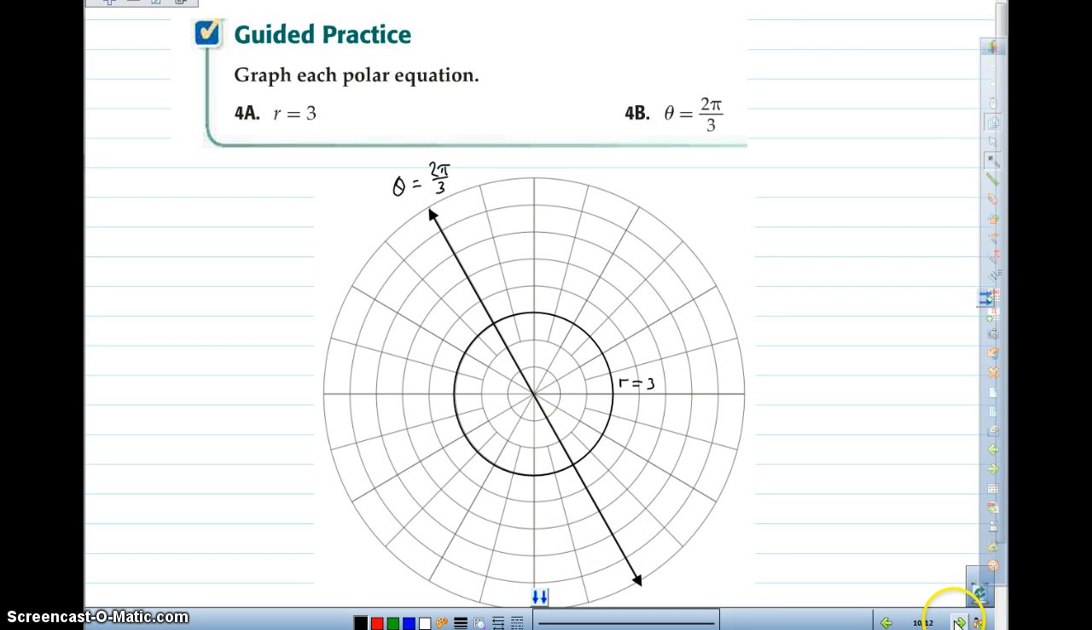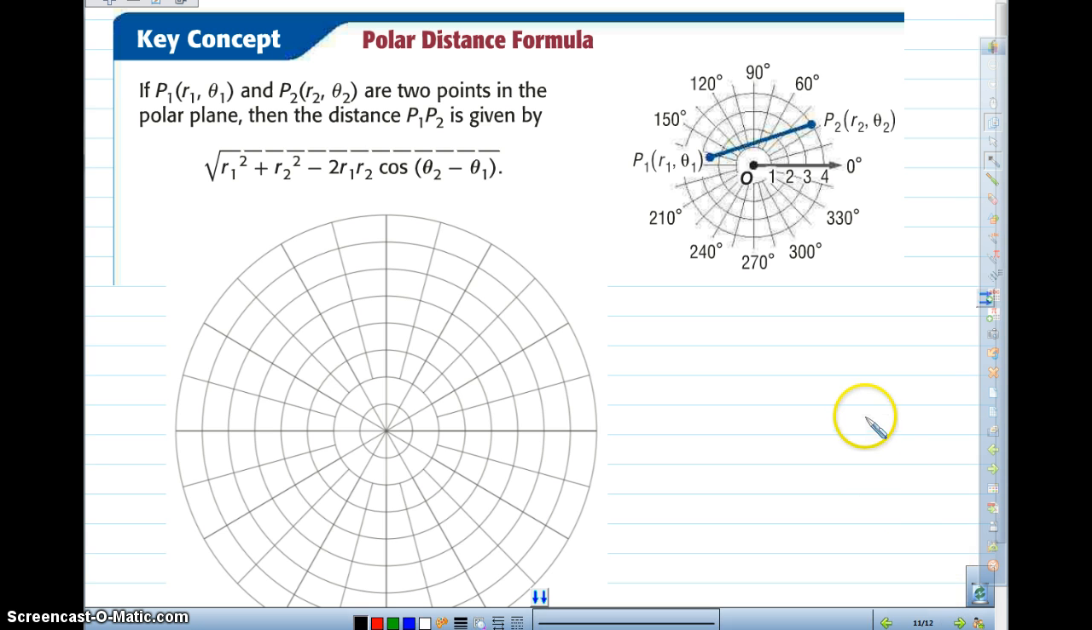Okay, the last thing we're going to learn in this section is how to find the distance between 2 points in polar coordinates. This formula is called the polar distance formula. It's the square root of r1 squared plus r2 squared minus 2 r1 r2 cosine of theta 2 minus theta 1. So given two coordinates, r1 theta 1 and r2 theta 2, you can plug those into this formula and find the distance between the points.